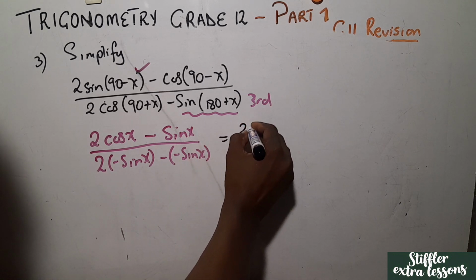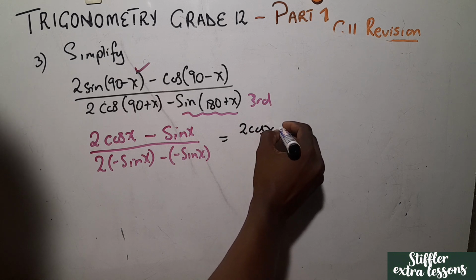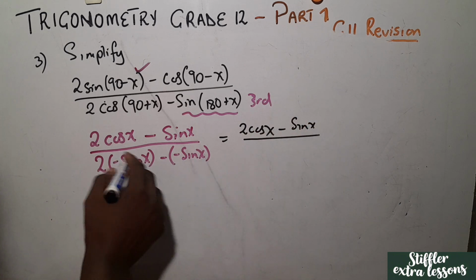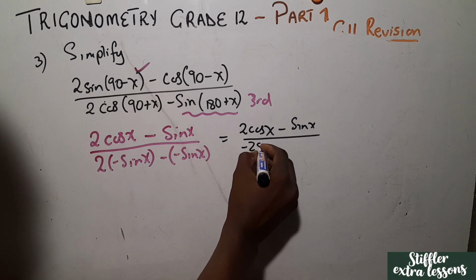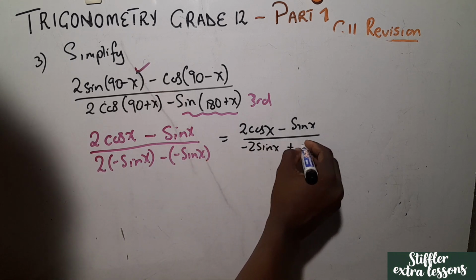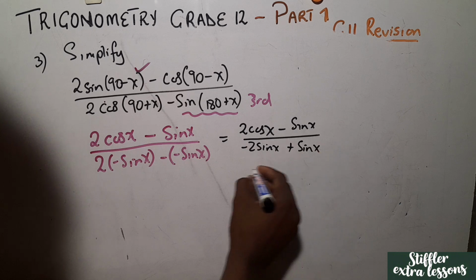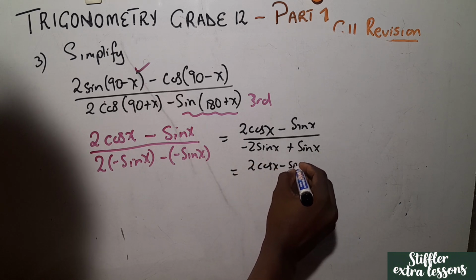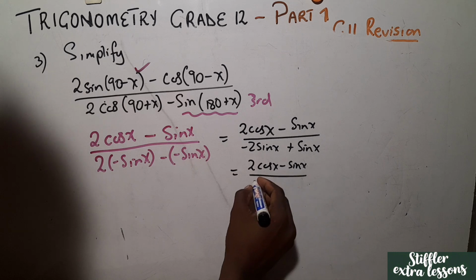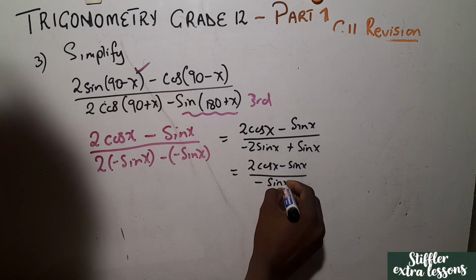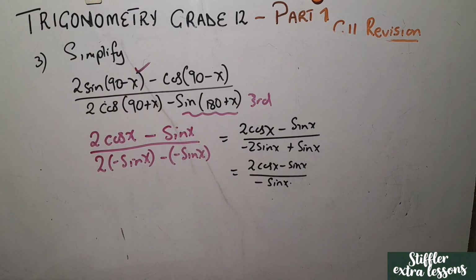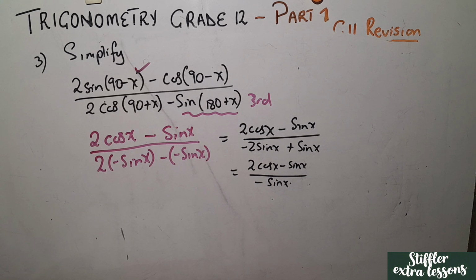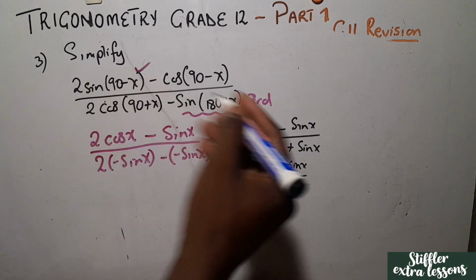So this becomes 2 cos of x minus sine of x all over, so this is negative 2 sine x plus sine x. So this will be 2 cos x minus sine x all over negative sine of x, like that, right? So now we're having fractions like that. So you can do this.